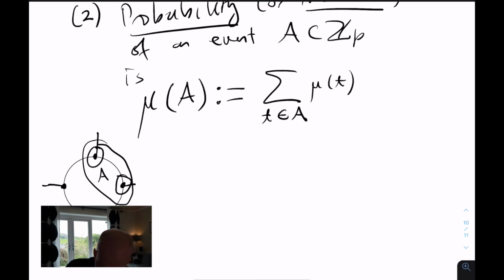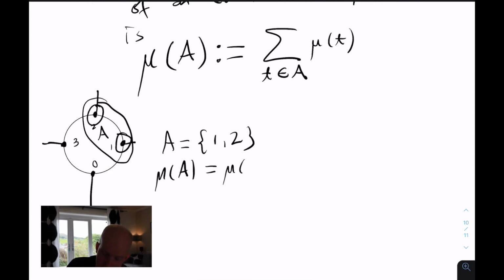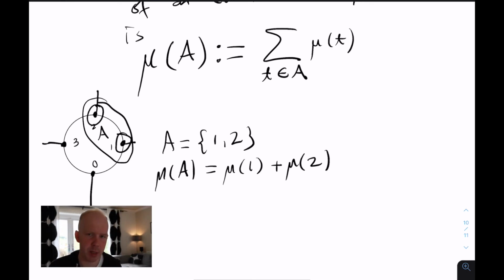So if this is 0, 1, 2, and 3, and A in this picture is equal to 1 and 2, then the probability of this event is given by just taking the weights on each of these points. So that's the probability that you can compute. When you compute probabilities of events, you're basically just taking these quantities into consideration.